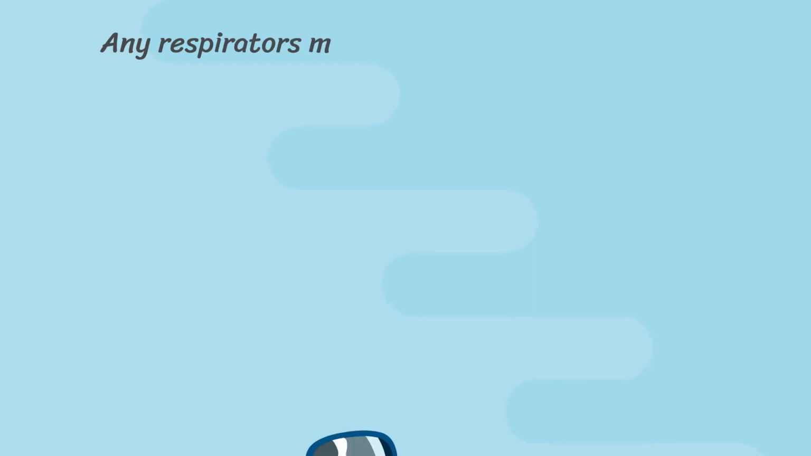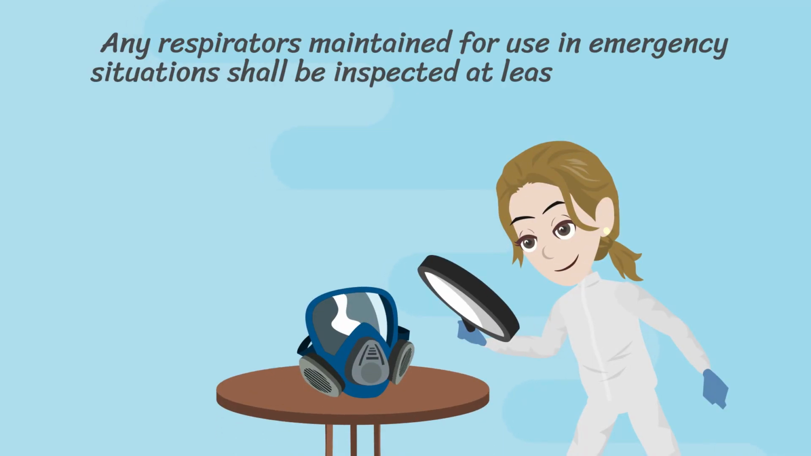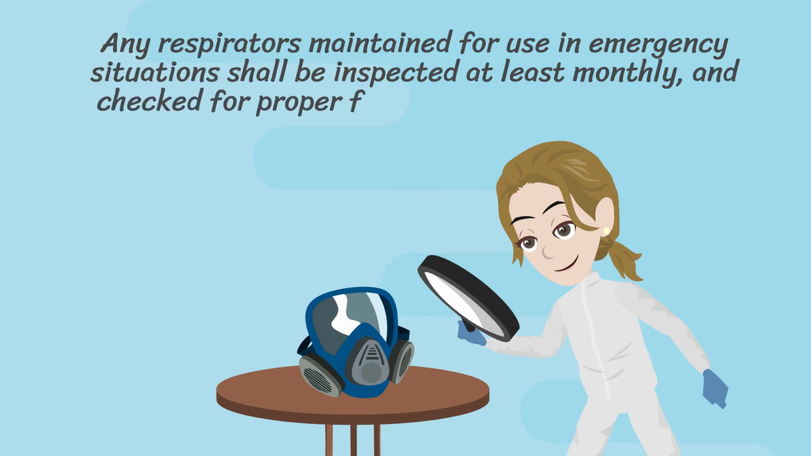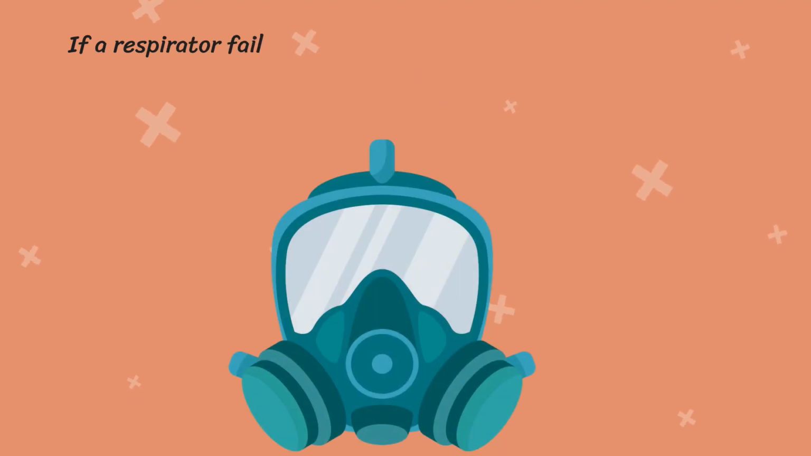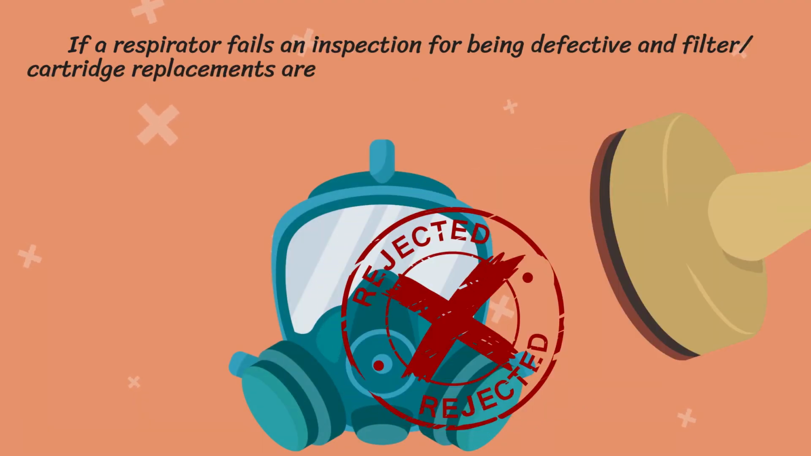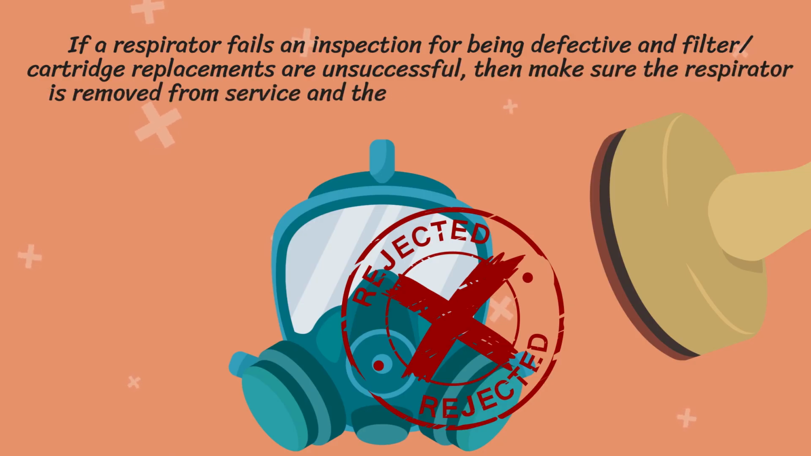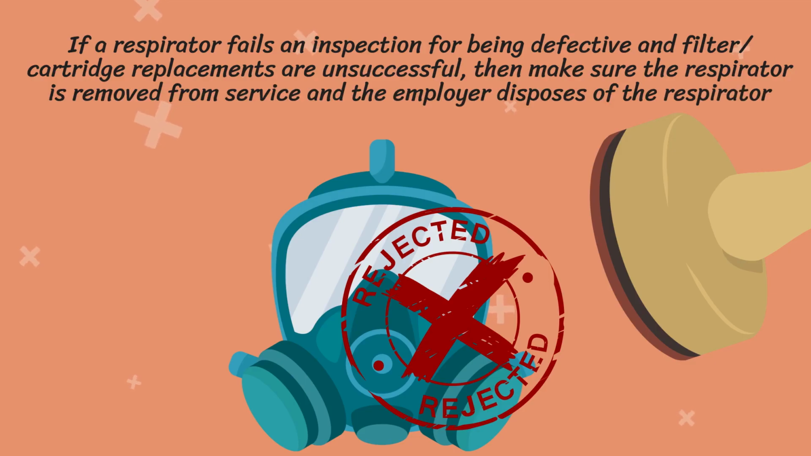Any respirators maintained for use in emergency situations shall be inspected at least monthly and checked for proper function before and after use. If a respirator fails an inspection for being defective and filter cartridge replacements are unsuccessful, then make sure the respirator is removed from service and the employer disposes of the respirator.